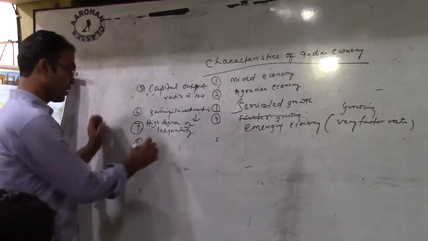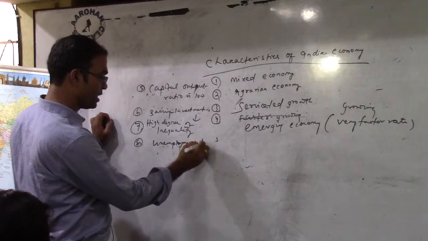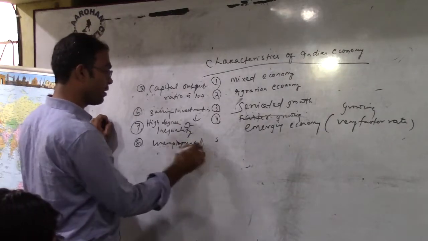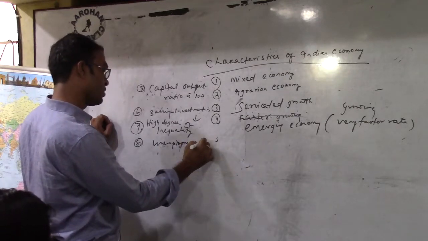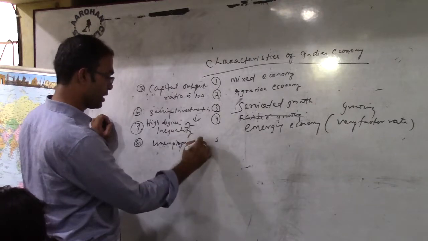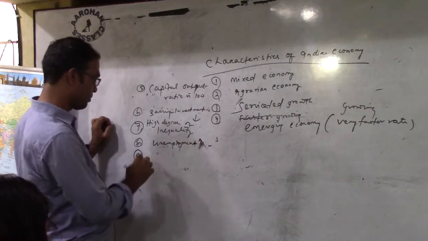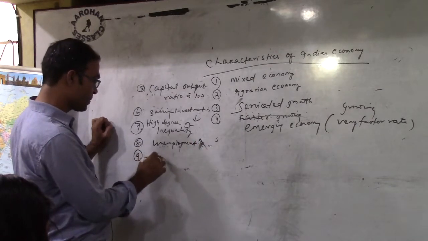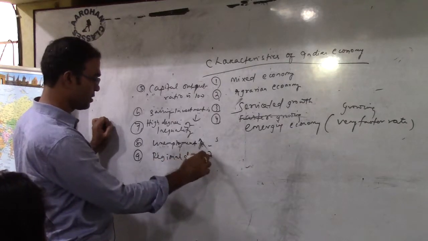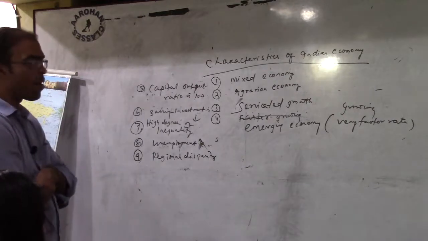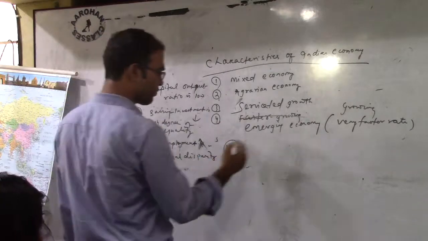Then what else? Unemployment is also high. Unemployment is rising, or you can write unemployment high. Then regional disparity is also existing in the Indian context. Finally, you can say both positive and negative are mixed here.